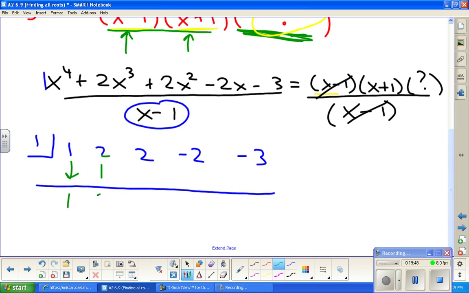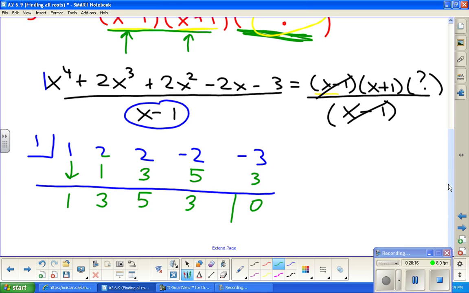2 plus 1 is 3. And then we multiply the 3 by the 1 to get 3. 2 plus 3. 5 times 1. Negative 2 plus 5. 3 times 1, remainder 0. Okay, and it better be a remainder of 0 because we knew it was a factor. If it's not 0, you did something wrong. So the remainder is 0. Okay, so that's good.